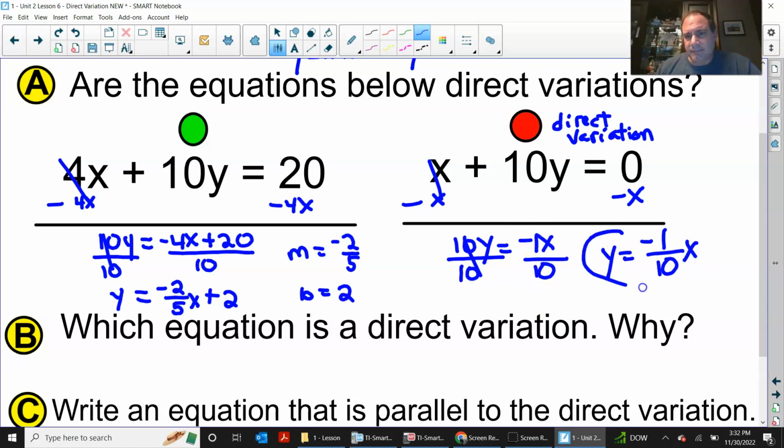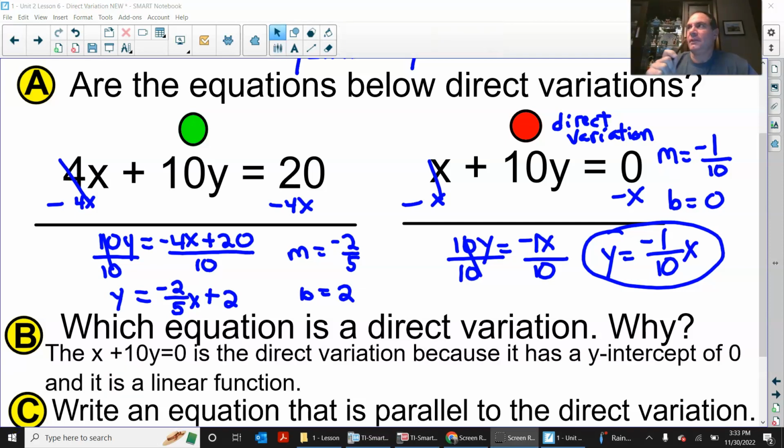And this is the direct variation. Remember, the slope is negative 1 over 10 and the b is 0. That is your direct variation. Which one is the direct variation? We're going to say that the red dot, x plus 10y equals 0, is the direct variation because it crosses through the origin, because there's a y-intercept of 0.